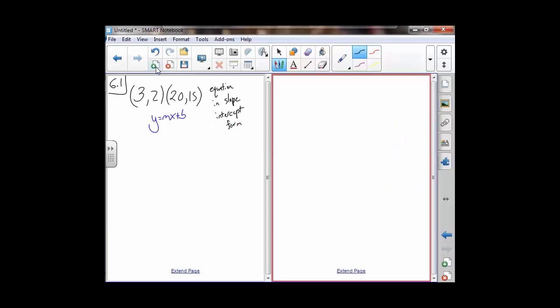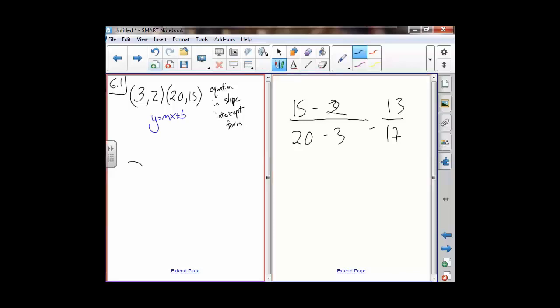Okay. So for this one, to find our slope, we go 15 minus 2, and we go 20 minus 3, so we end up with 13 over 17. Any question about that slope? Great. So now I plug in. Which one do you want to plug in? 20 and 15? I'm going to go 3 and 2. You could have done that, and you're welcome to. So 13 over 17 is the slope, and I have 3 as my x, and I'm going plus b.